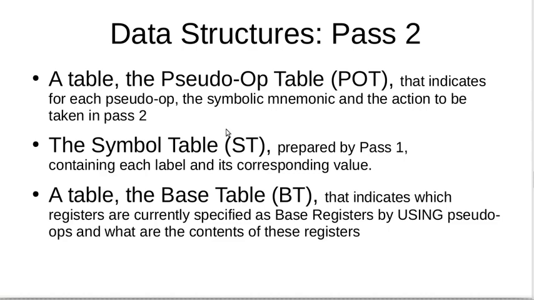The symbol table prepared by pass 1 contains the labels and their corresponding values. We have already seen what labels are in the first lecture on assemblers. Similarly, the base table indicates the registers which are currently specified as base registers with the USING pseudo op, and what the contents of these registers are, right? All of these will become very clear if we recap the first lecture on assemblers, where we discussed all of these pseudo ops in detail.